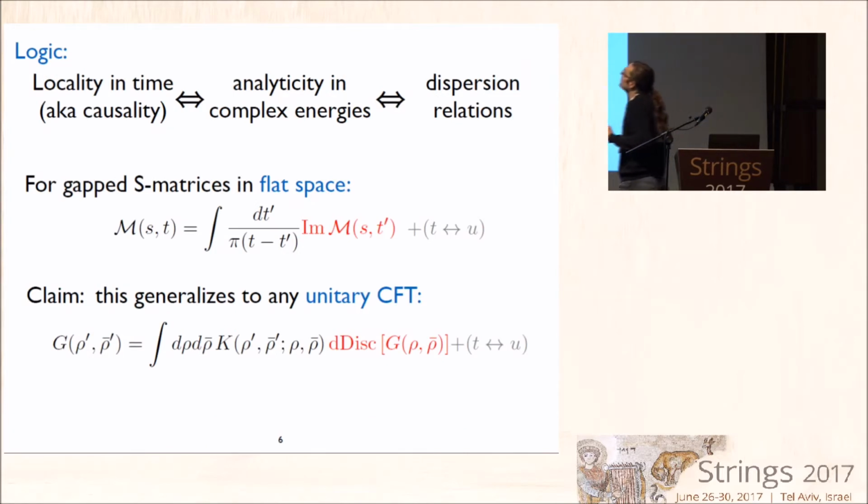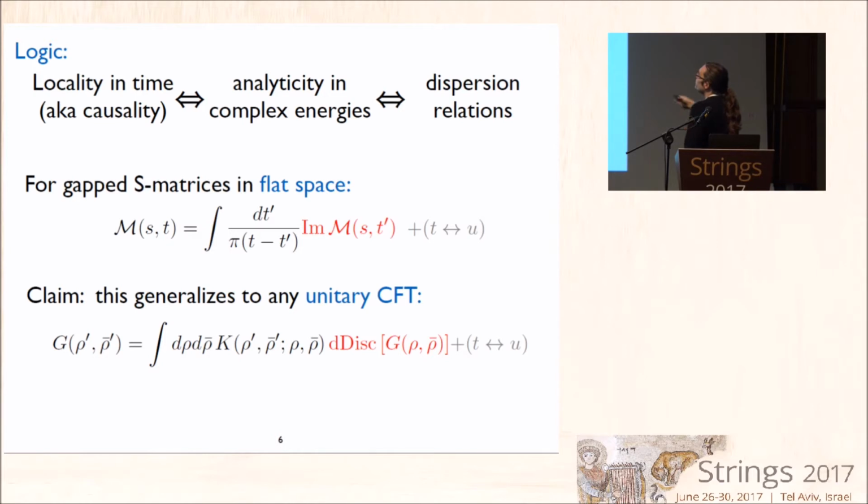So let's get started. The logic we're going to use mathematically is that locality in time is basically causality, and it's tied mathematically to analyticity in the complex energy planes. And in the usual S-matrix spirit, this turns into dispersion relations. So for example, if you have a gapped S-matrix in flat space, this allows you to write a scattering amplitude as an integral over its imaginary part. To derive this relation, you really need to use analyticity in the upper half plane. So this relation really encodes causality.